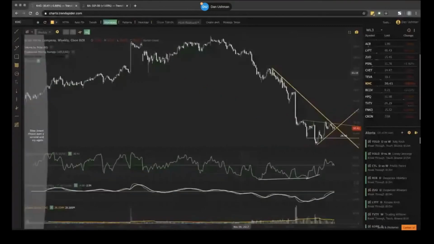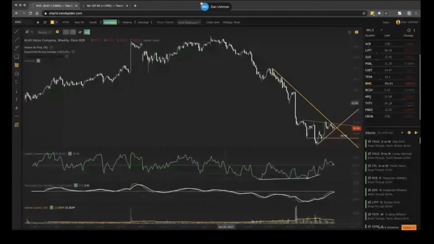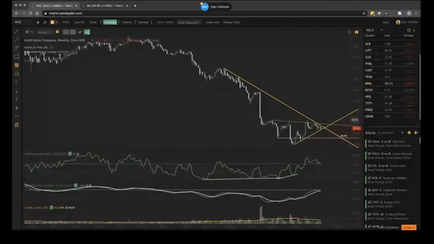This is a good company. It has a dividend. There are a lot of reasons to like Kraft. And people say it's a turnaround story. Who knows? But that's why I'm watching this one. I want to see it get above that line and ultimately get above this line here, without making some new lows on the RSI, so this divergence can keep playing out.